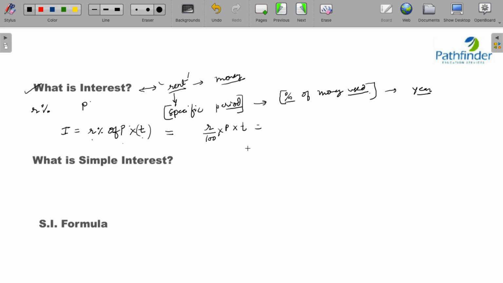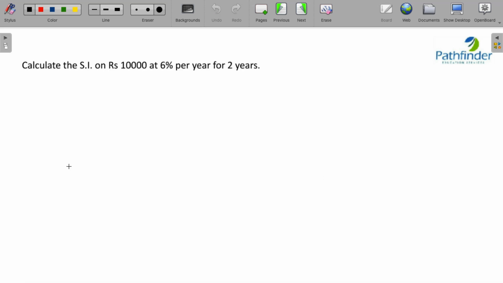Does it sound familiar to you all? It is your simple interest formula, P into T into R upon 100. So hope you have understood from where that simple interest formula has come. So simple interest is equal to P into T into R upon 100.